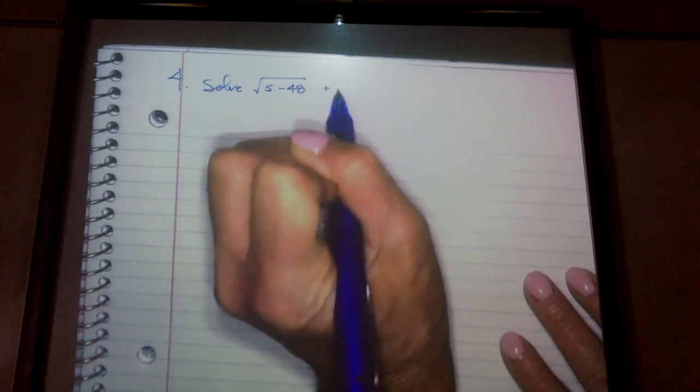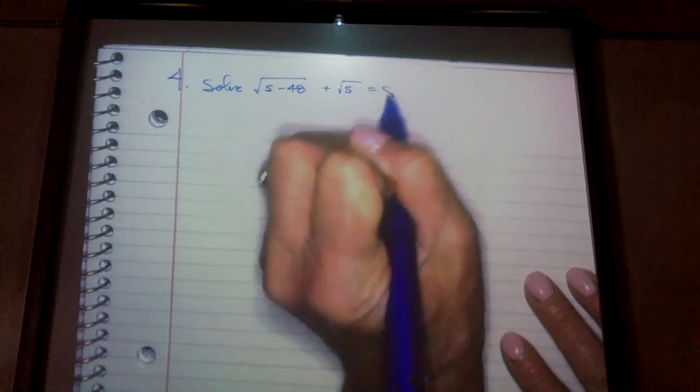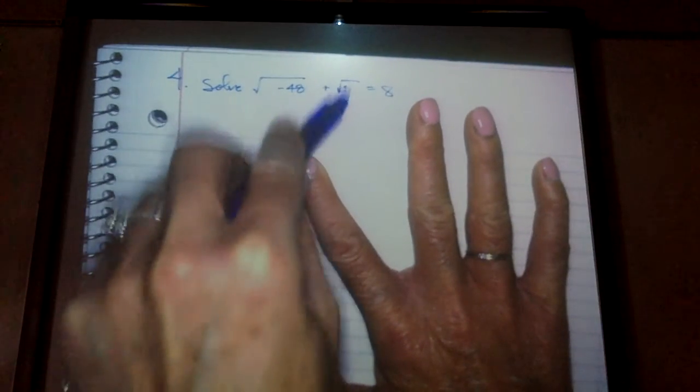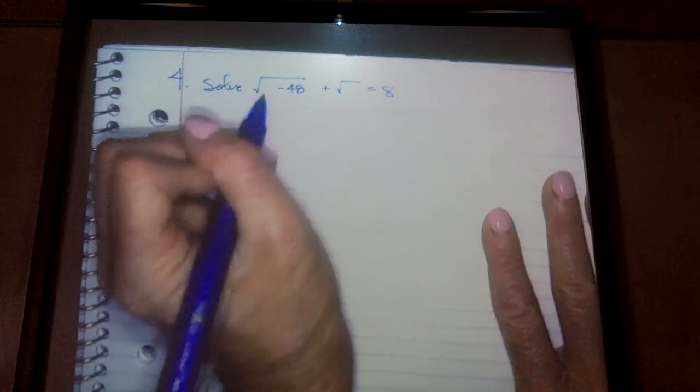All right, so we are going to solve the square root of x minus 48 plus the square root of x equals 8. Sorry, square root of s. And you know what, that s, I'm going to change that to an x because s's look so much like 5's.